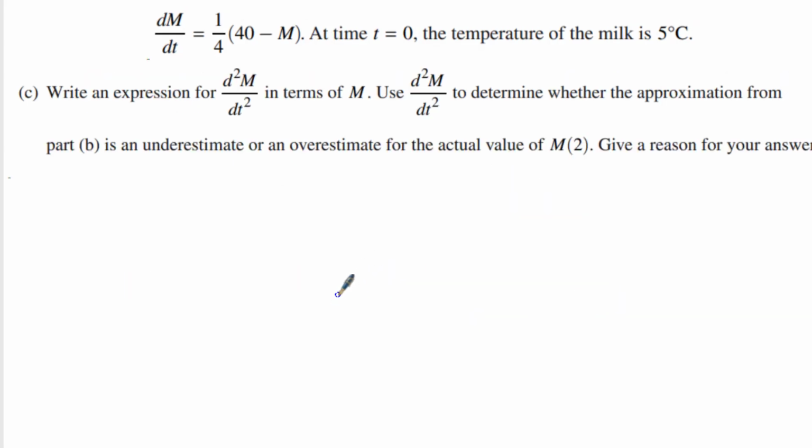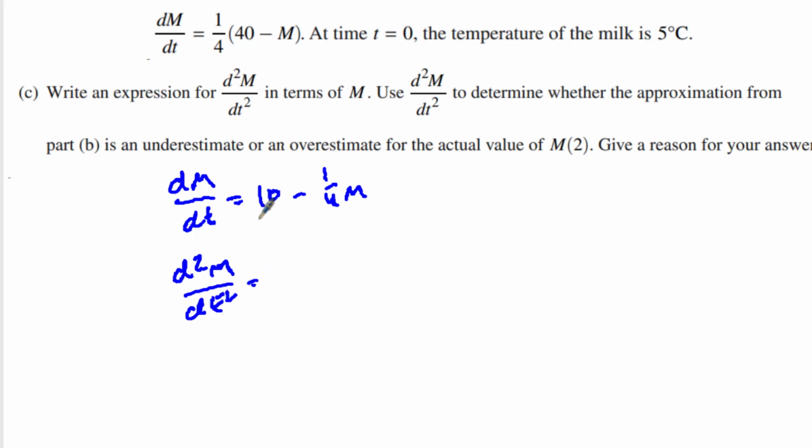Then it says write an expression for d squared M over dt squared, the second derivative. When I do these problems with differentials, I like to distribute this 1/4. So I get 10 minus 1/4 of M, and I'm going to take that second derivative. What's the derivative of 10? That's 0. What's the derivative of negative 1/4 M? It's negative 1/4 of dM over dt. So I plug my differential back in. Negative 1/4 times that is negative 1/16 of (40 minus M).